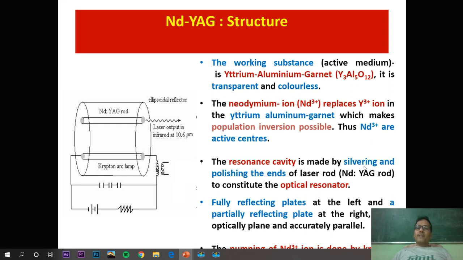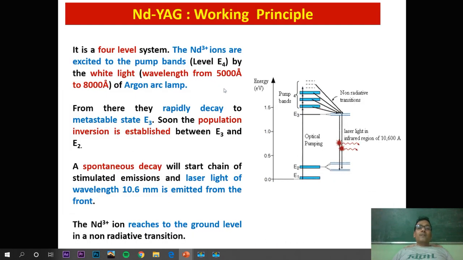The resonance cavity is the fabry-perot resonator. It is made by silvering and polishing the ends of the YAG rod and is considered the optical resonator: fully reflecting plate at the left and partially reflecting plate at the right, both optically plane and accurately parallel. And this krypton arc lamp is used as the pumping technique here to pump atoms. So, the working principle: this is a 4-level system. Nd3 positive ions are excited to pump bands by absorbing the white light of wavelength 5000 angstrom to 8000 angstrom from this arc lamp.